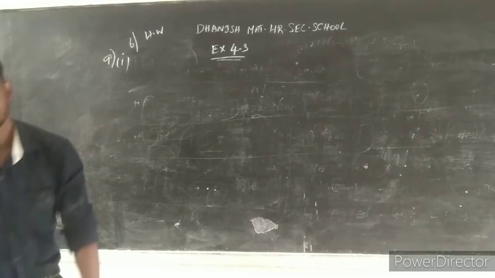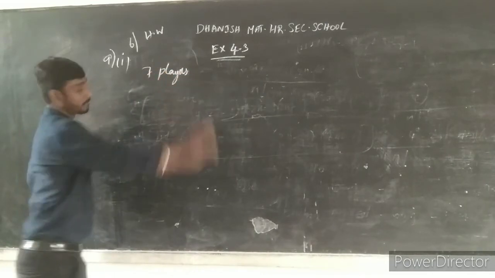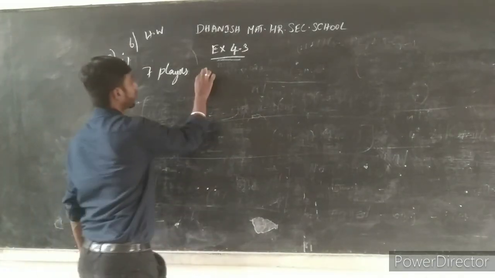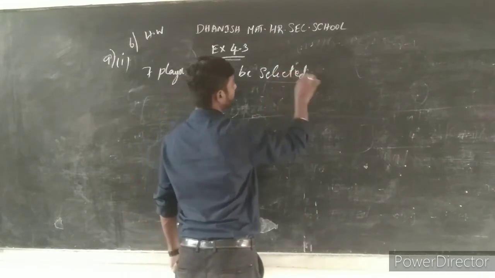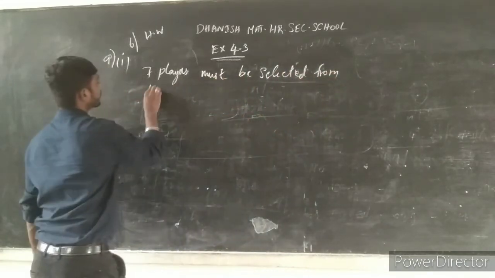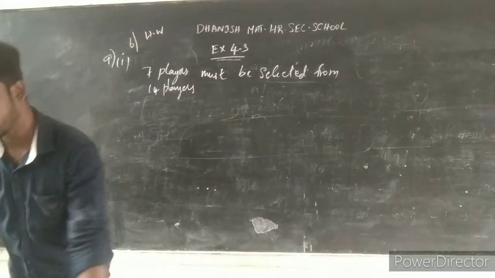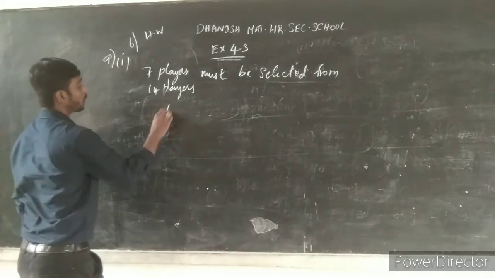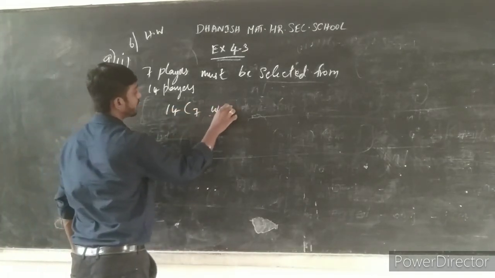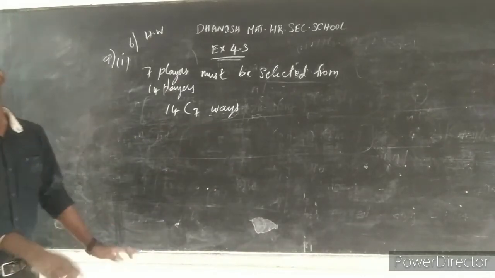Totally 7 players must be selected from 14 players. Now come to the question. How many different teams of 7 players could the coach put on the court here? So this can be done in 14 C 7 ways, 14 combination 7 ways. You will write it like this.